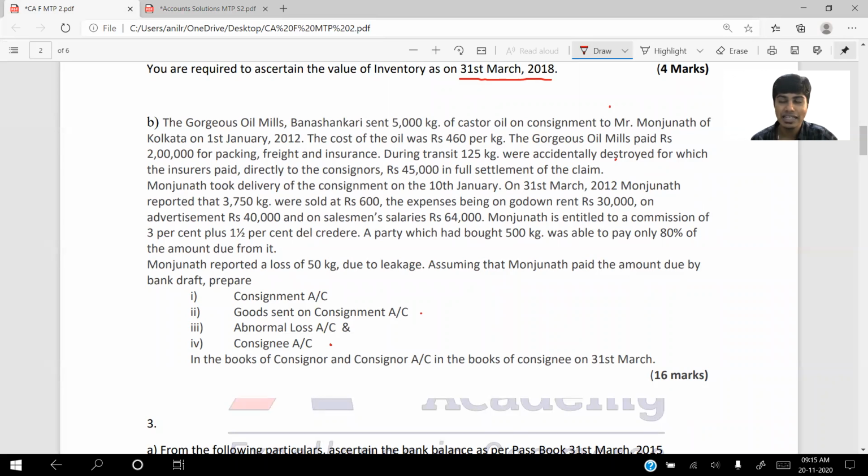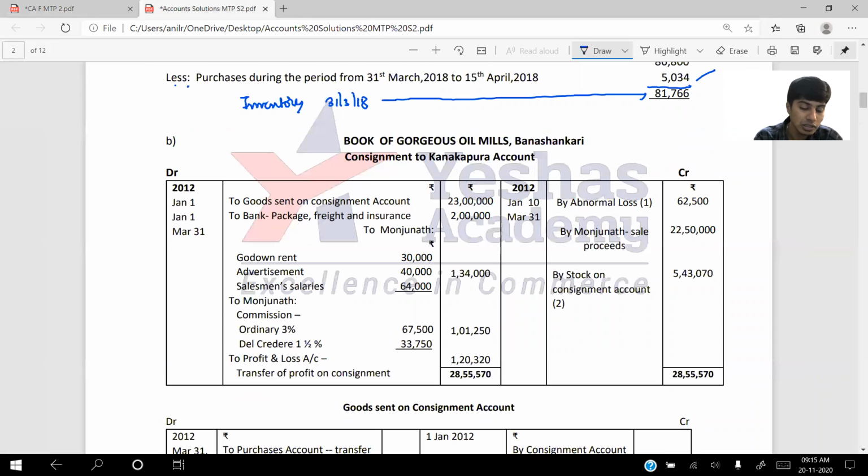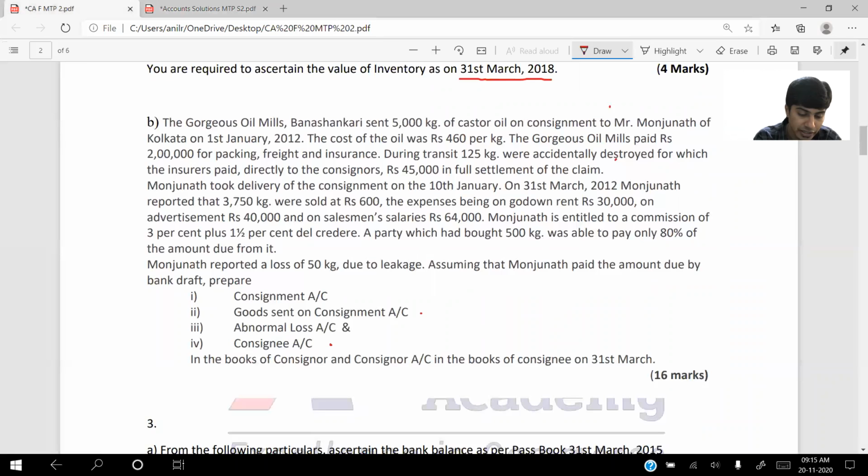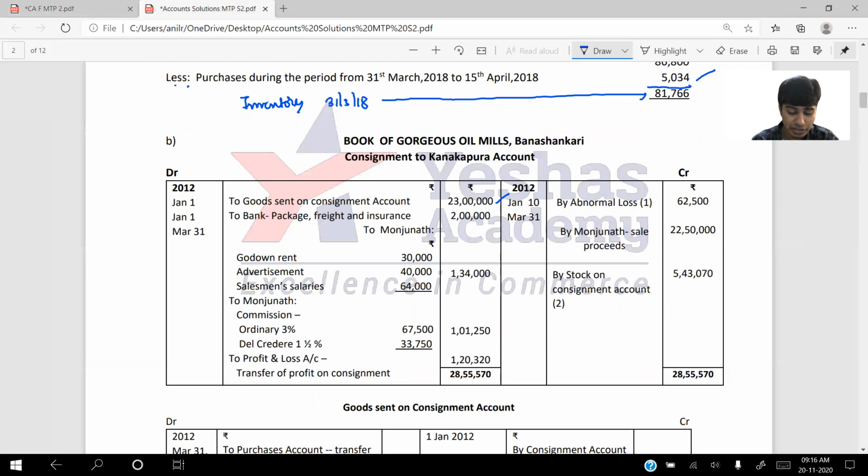The journal entry will be consignment account debit to goods sent on consignment. I repeat, consignment account debit to goods sent on consignment. How much? 23 lakh. How did I get this 23 lakh? This 23 lakh is basically 5,000 kgs into 460. Not a difficult part. Then Gorgeous Oil Mills paid rupees 2 lakh as packing, freight and insurance. So these are non-selling expenses incurred by the consignor. For this expense, the journal entry would be consignment account debit to cash account, because consignment expenses are debited to consignment, it will increase the value of consignment stock, and cash outflow. So consignment to cash, bank basically. How much? 2 lakhs, whatever is paid.